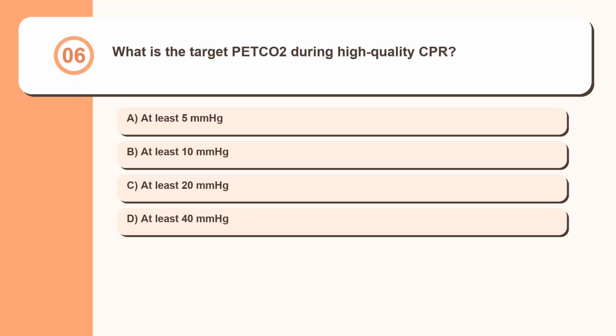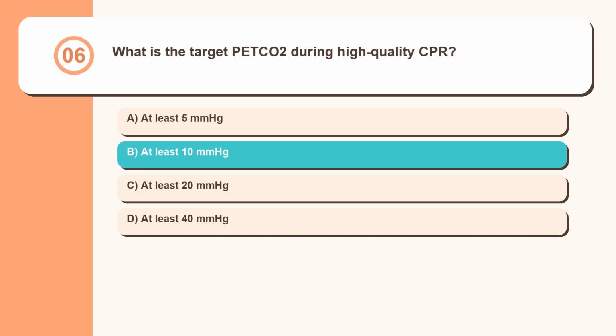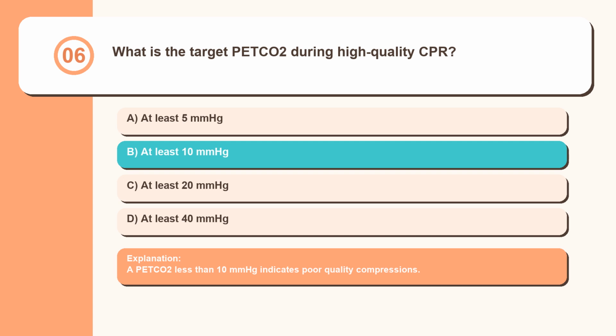Question 6. What is the target PETCO2 during high-quality CPR? At least 5 mmHg, at least 10 mmHg, at least 20 mmHg, at least 40 mmHg. A PETCO2 less than 10 mmHg indicates poor quality compressions.